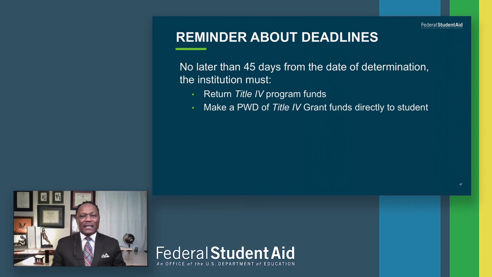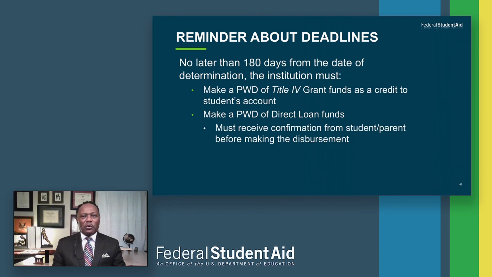Here we provide a list of all tasks a school must complete within 45 days from the date of determination. Also of note is the need for the school to return Title IV funds for which it is responsible. Again, if the school waits the full 30 days to complete the R2T4 calculation, this only leaves a remaining 15 days to return the funds to their proper program. Also, the school must make a post-withdrawal disbursement of Title IV grant funds owed directly to the student within this time frame.